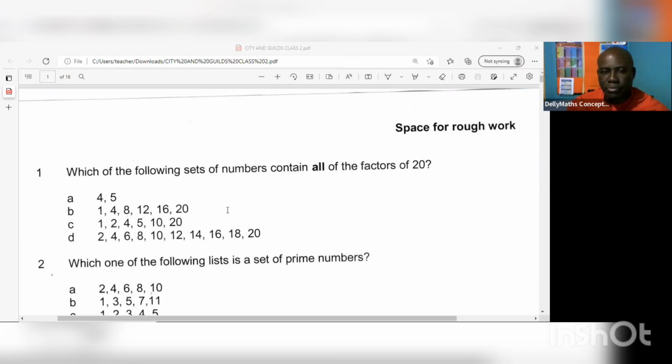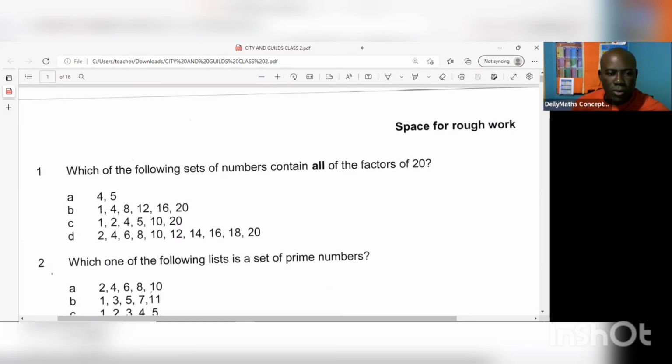The first question says, which of the following set of numbers contains all of the factors of 20? So what are factors of 20? Numbers that can go into 20 without leaving a remainder. So the factors of 20 would be all of these numbers here: 1, 2, 4, 5, 10, and 20.